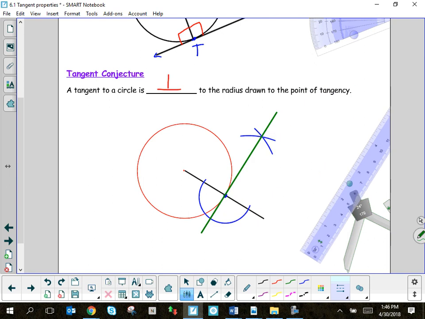Okay, and that should be a nice, perfect 90-degree angle. So you need to construct it like this in order to make it a perfect tangent. You can't just assume the ruler touches the circle at one point.